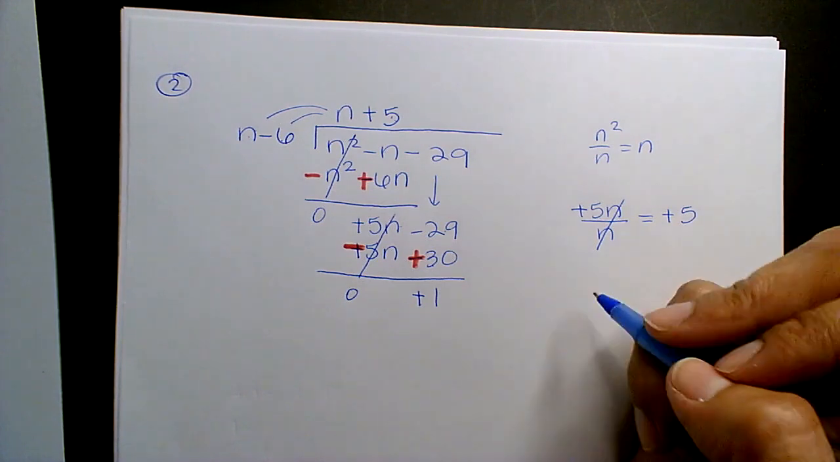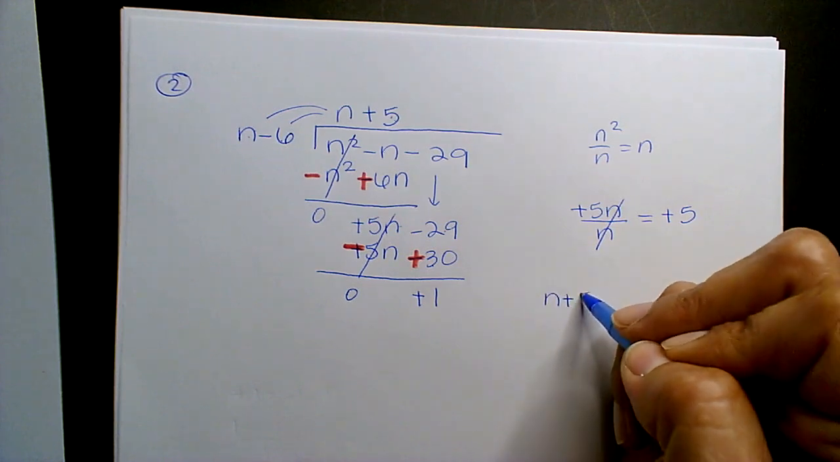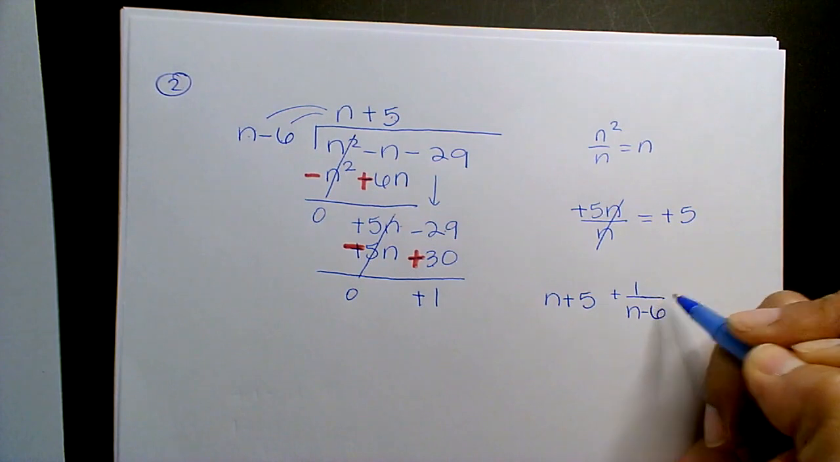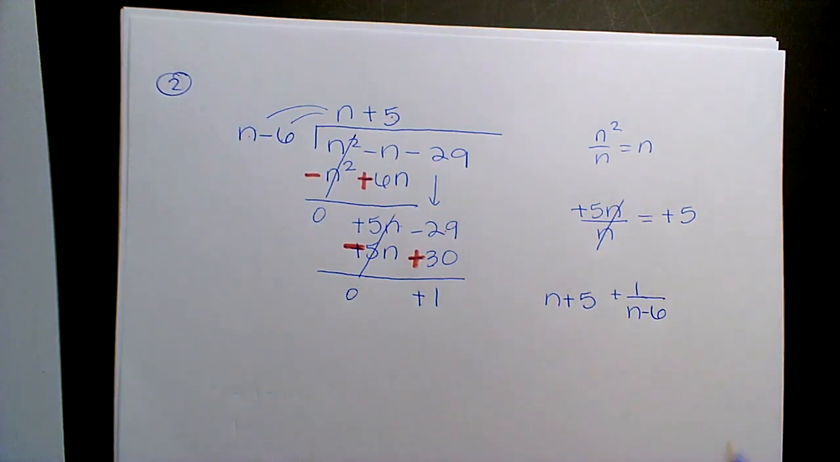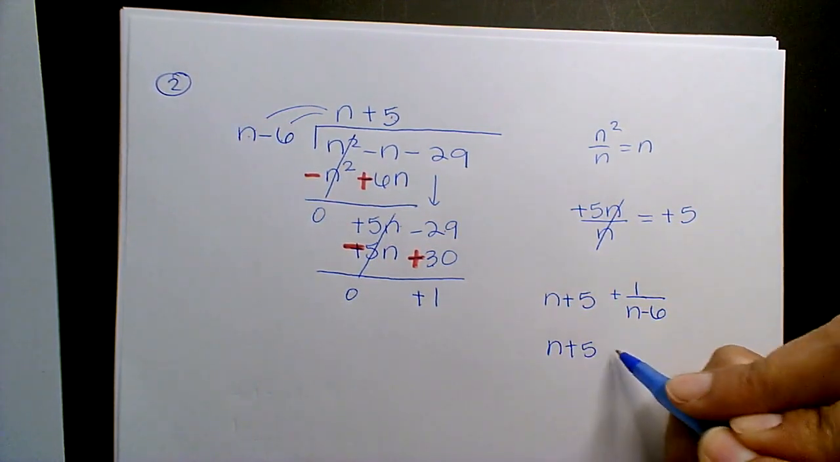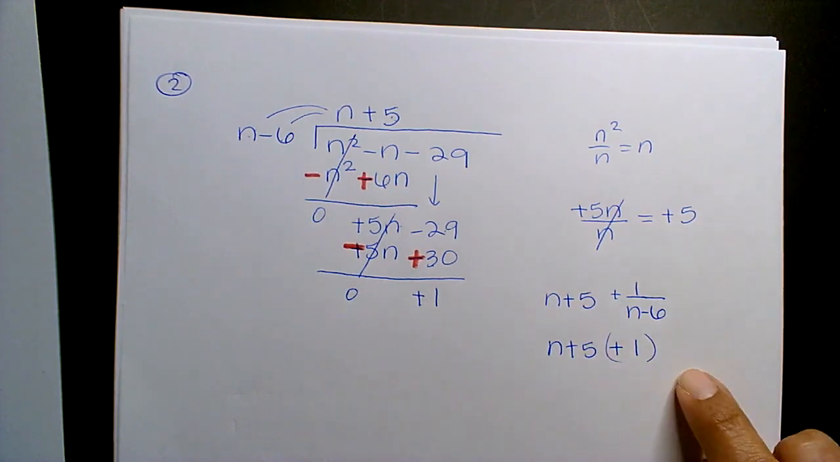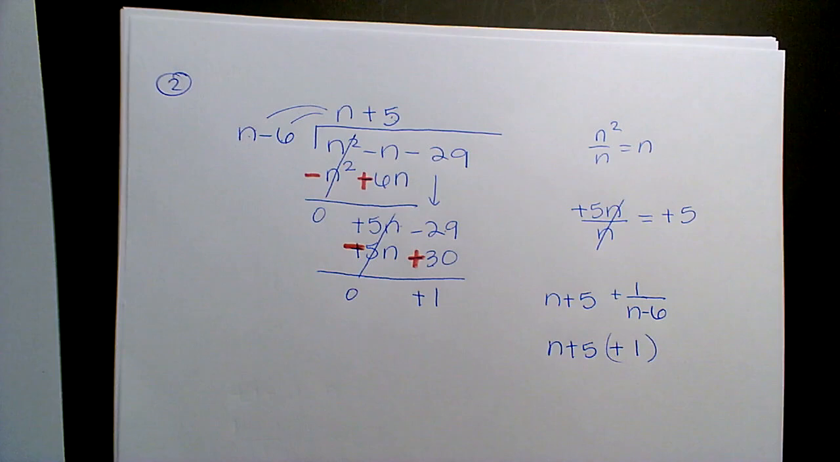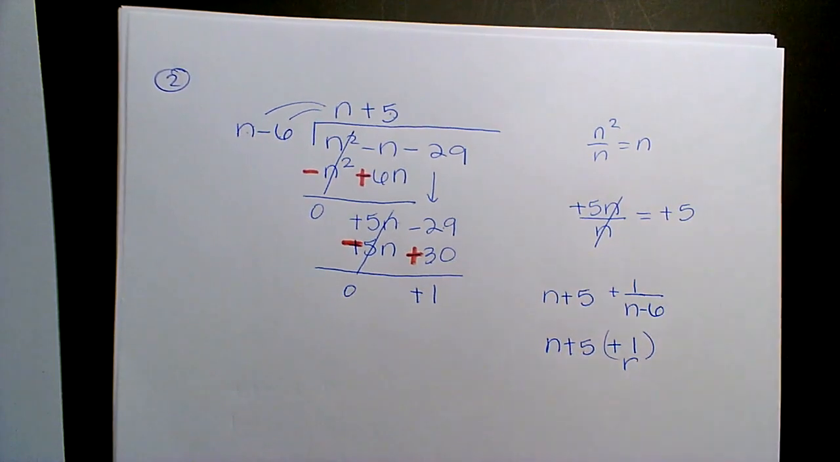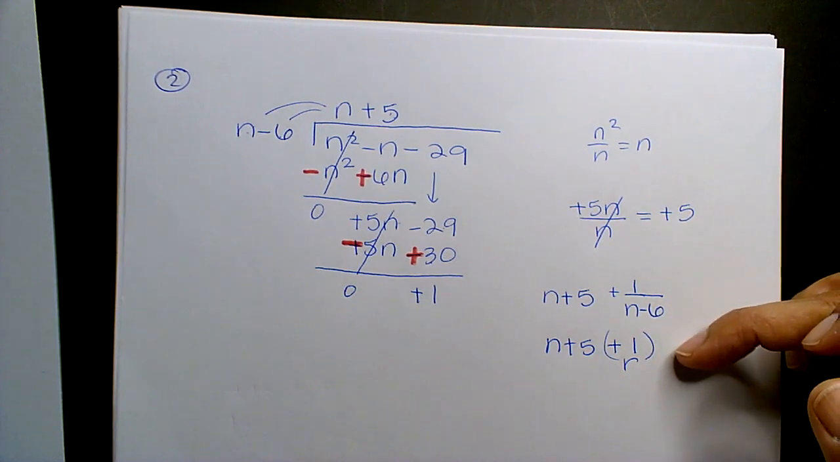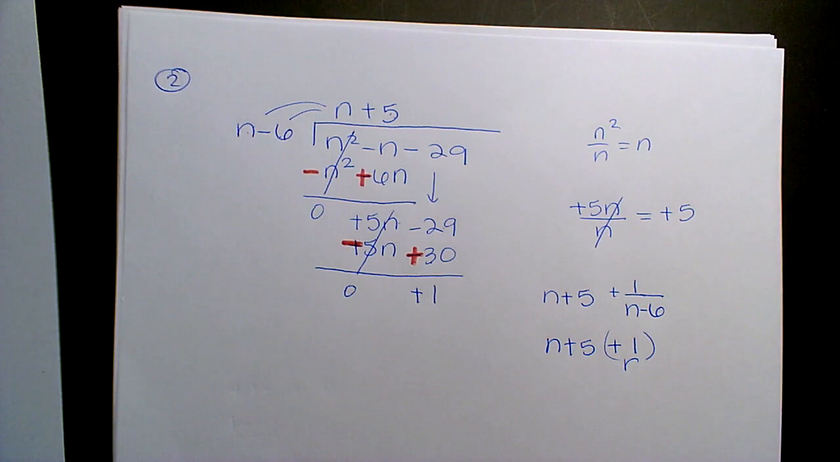So for this, if you want to just write your answer, n plus 5, and you can go plus 1 over n minus 6, if you want to write it as a ratio, or you can write it plus 1 and just put it in a parenthesis, but that's your remainder. That's your R. But we're not going to be doing this. Synthetic division for cubics, you guys are going to use it as a means for factoring.